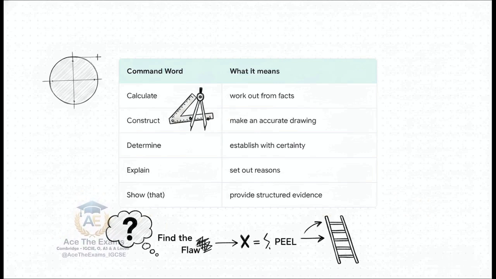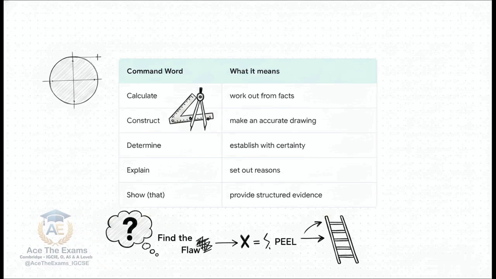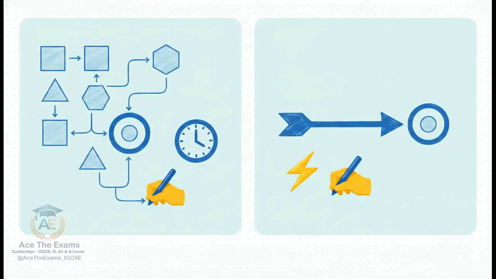Show that demands structured evidence that leads to a given result. You must provide the full Peel explanation, every single step of algebraic working that mathematically proves it equals 5. And this brilliantly illustrates how knowing the code saves massive amounts of time.